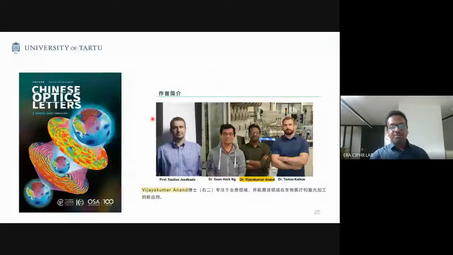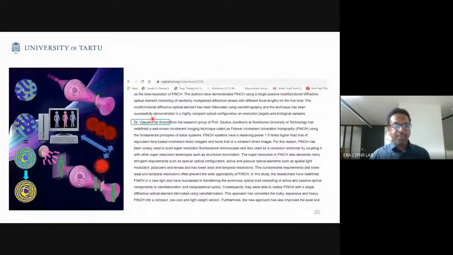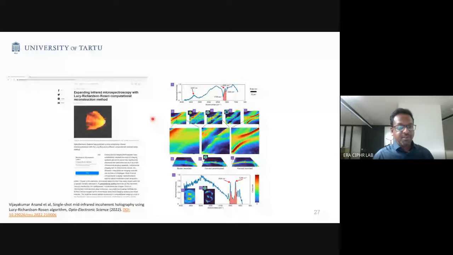Okay, and these are some of the notable works we did with Finch, and it was highlighted as the cover page of Chinese Optics Letters. And this was from Optoelectronic Advances. We won a research award for this work. And this was highlighted in physics.org. This was the work which we did at the Australian synchrotron.